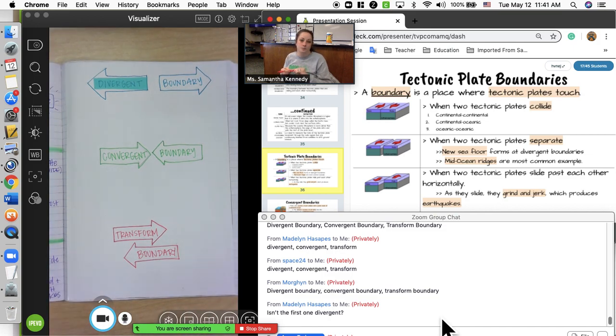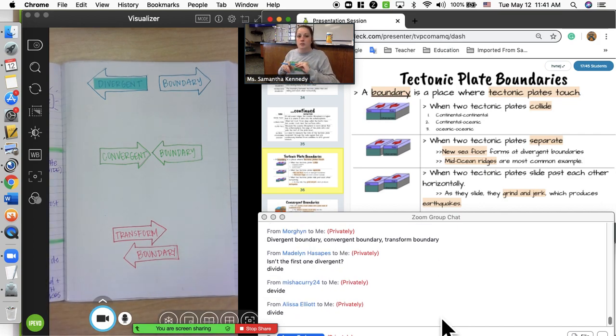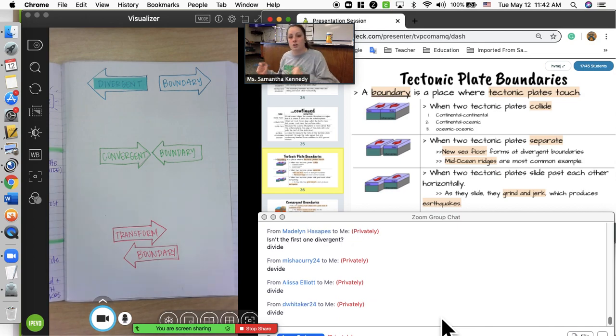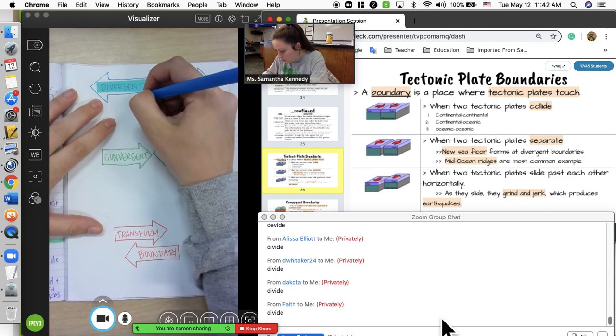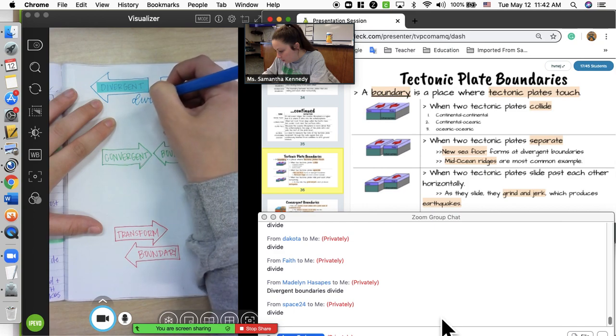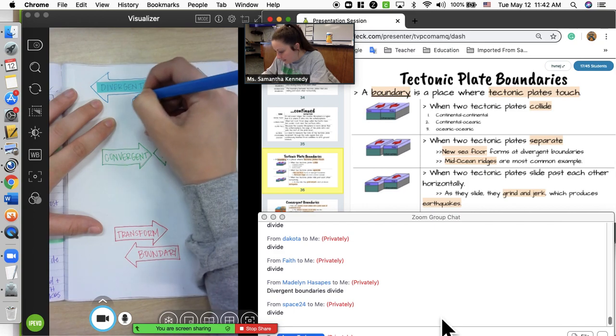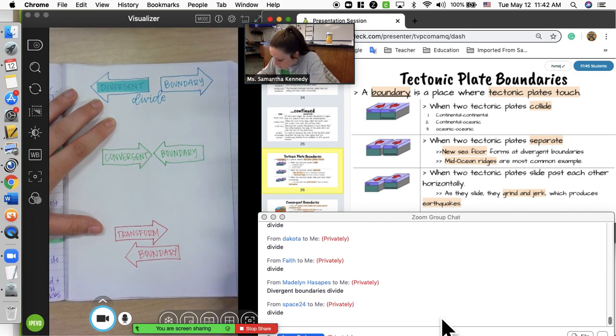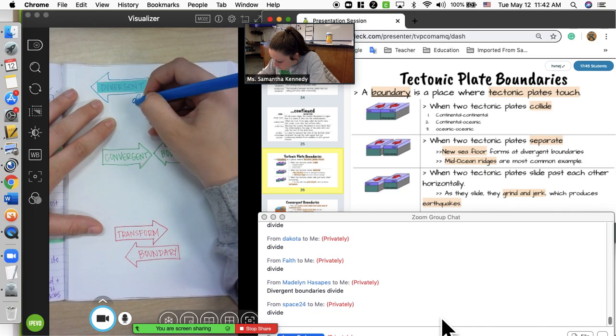Yay. So, what word describes the action of divergent boundary the most? That also starts with a D. What did we say? Divergent boundaries blank. Divergent blank. Very good. So we are going to write D-I-V-I-D-E, divide. Right underneath that. Super important, divergent divides.